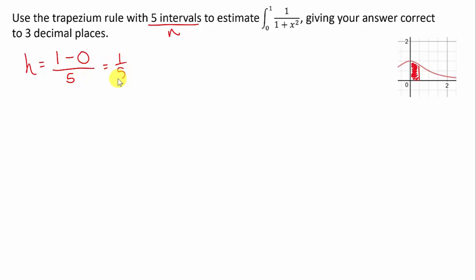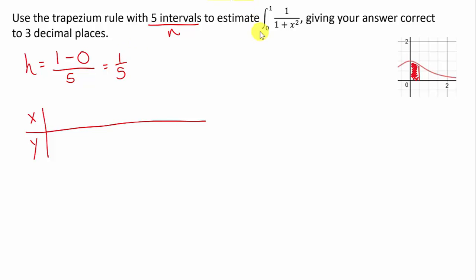So in this case, h is 1/5. And that's going to be true for every, imagine me drawing a bunch of little trapezoids within that area. And then what we need is our y values that correspond to these x values. So I'm going to just make a little table.